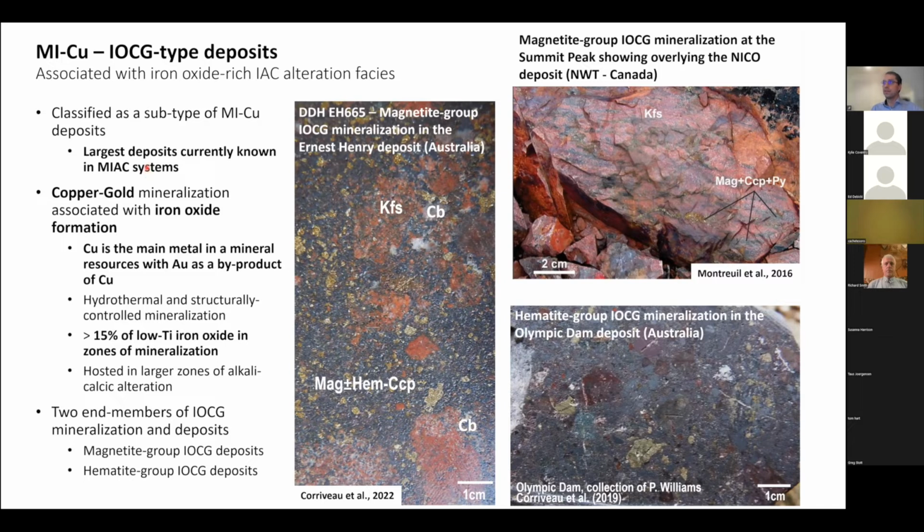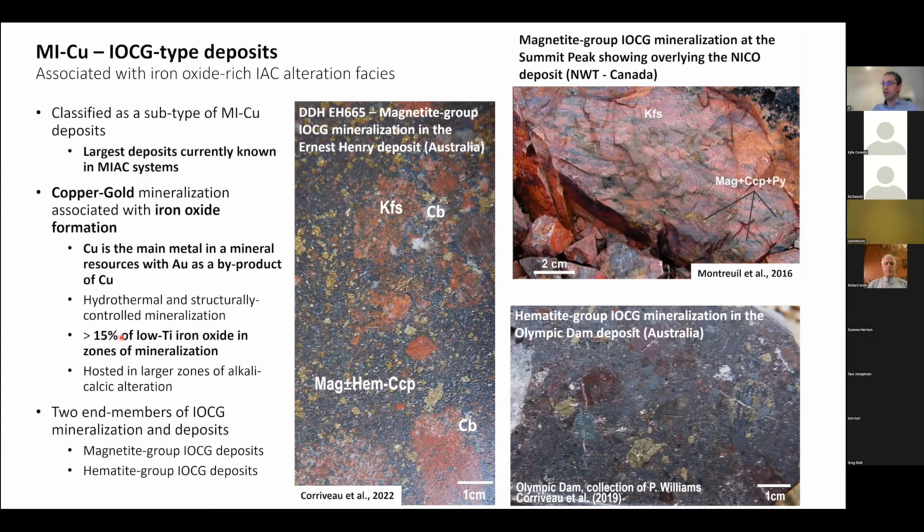So in order to classify something as an IOCG, we need the association of copper-gold mineralization with the formation of iron oxides. Copper will be the main metal in a mineral resource, and gold and also silver or uranium can be byproducts of copper. They're hydrothermally and structurally controlled mineralization. And something important is that they must have a significant component of iron oxides in zones of mineralization. So it's iron oxide copper gold mineralization. We need this component of iron oxide in association with mineralization.